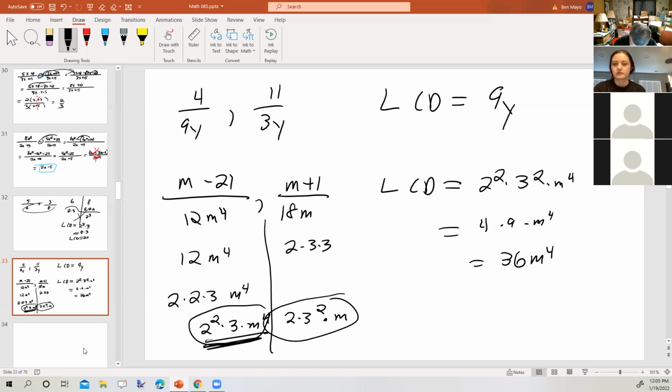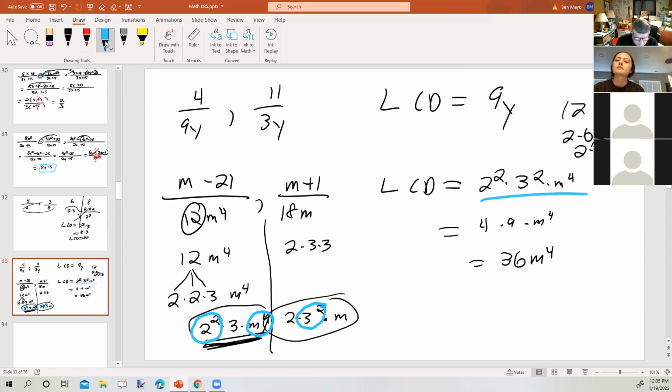Okay. So I'm taking the 12 and breaking it down to 2 times 6, 2 times 2 times 3. So 12 is 2 times 6 and 6 is 2 times 3. And then I'm just writing it using exponents so that I can identify the highest power of 2, the highest power of 3, the highest power of m, and then I form that product.